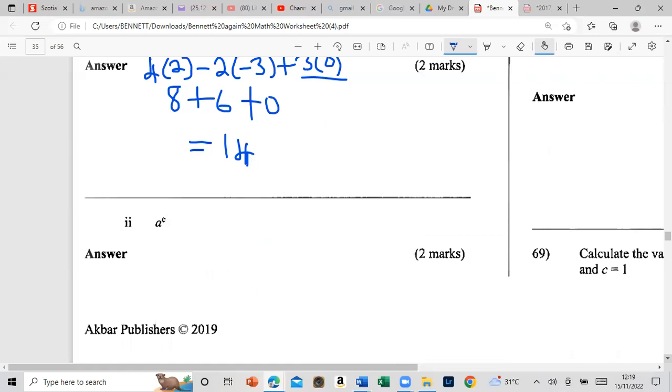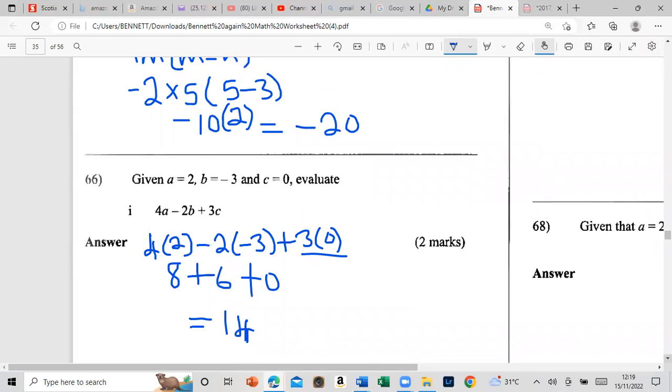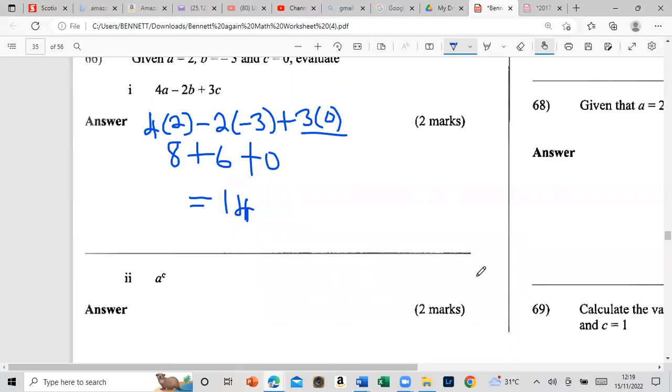Alright. This one says A raised to the C. So let's go back up for the values. The value of A is 2, so it's 2, and C is 0, so it's 2 raised to the 0. Anything with a number raised to the power 0 is equal to 1. So we get 2 marks for that. That's so generous of CXC.